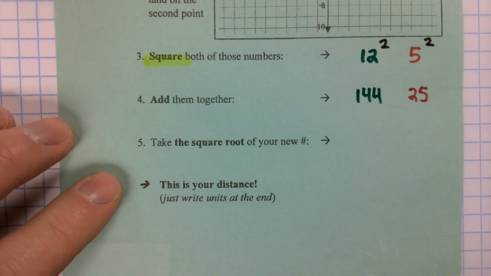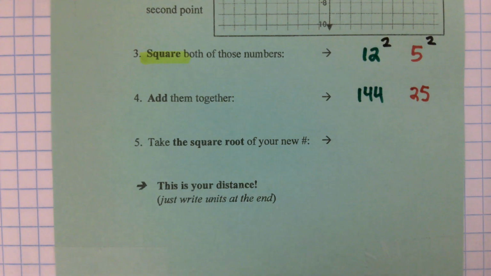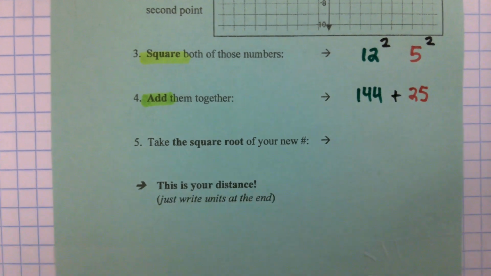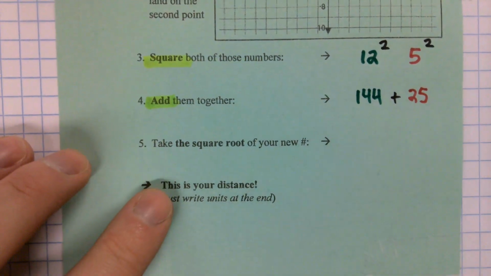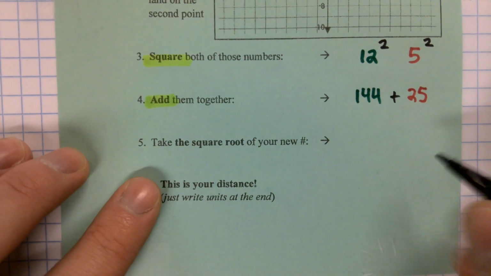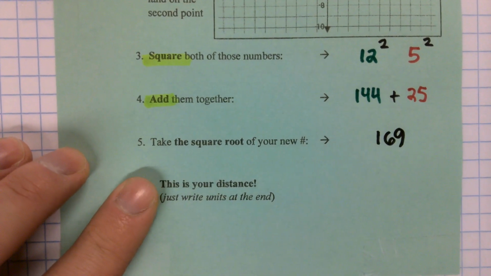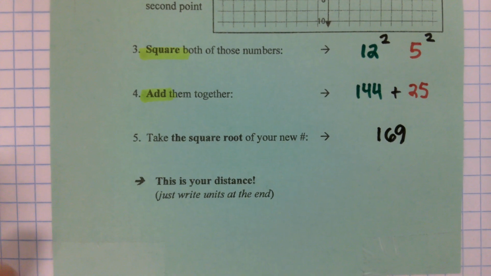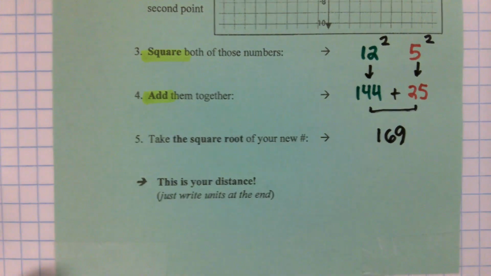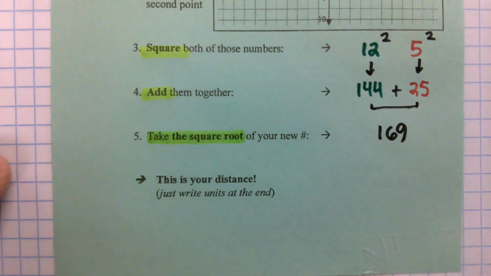All right. Everybody still with me? Yes? After we square them, we're going to add them. What is 144 plus 25? 169, right? Yeah, 169. We added those together and got 169. Now we just need to take the square root.